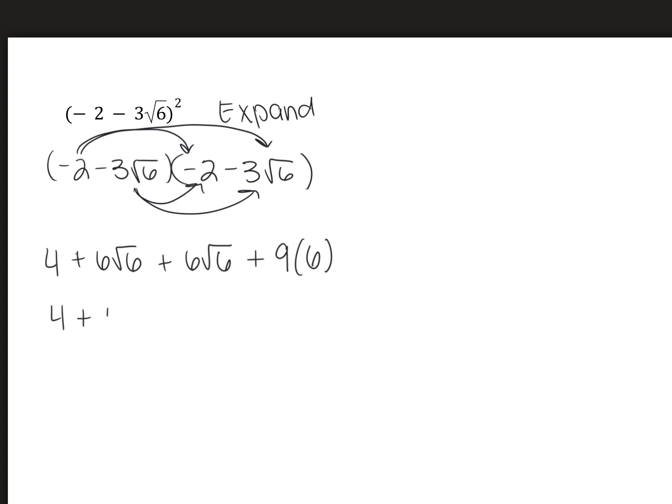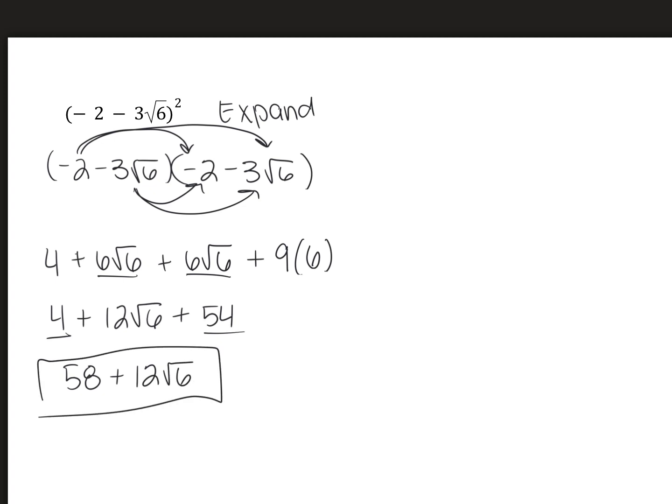So we get 4 plus 12 square root 6 plus 54, because 6 square root 6 and 6 square root 6 are like radicals. And I'm going to do 4 plus 54, so I'm going to get 58 plus 12 square root 6. Now, I don't have to write it with the number first and the radical second. I just chose to do that on these last two examples. So 12 square root 6 plus 58 is also a correct way to do this problem.